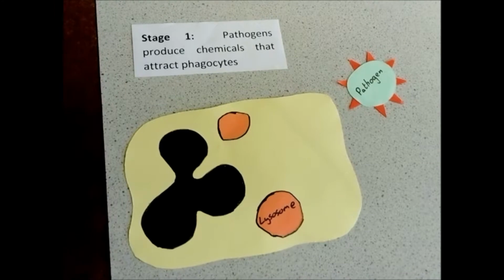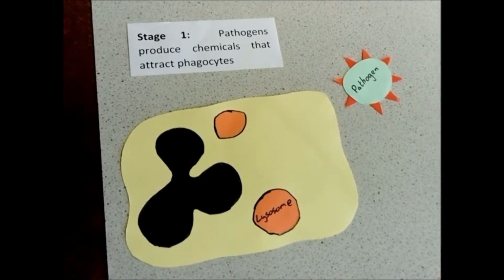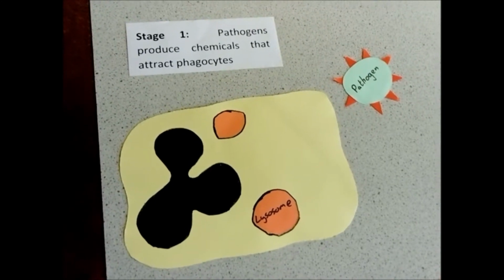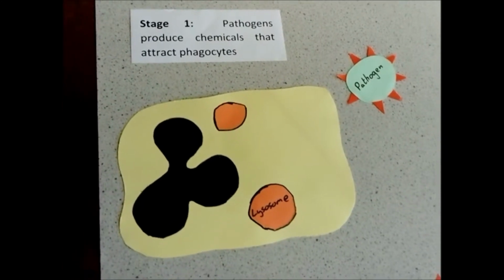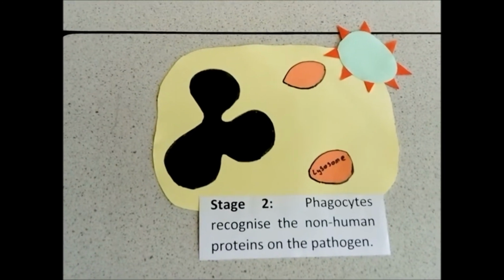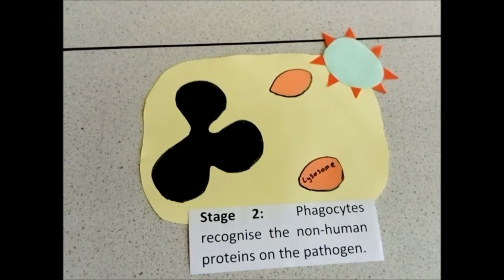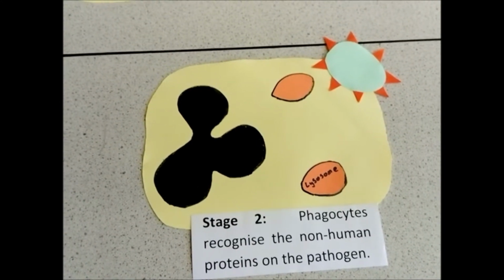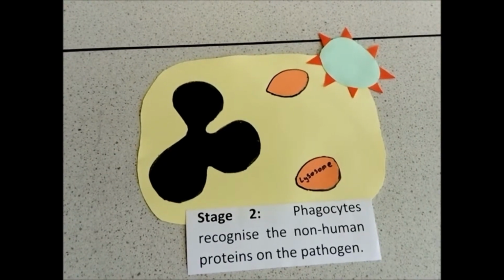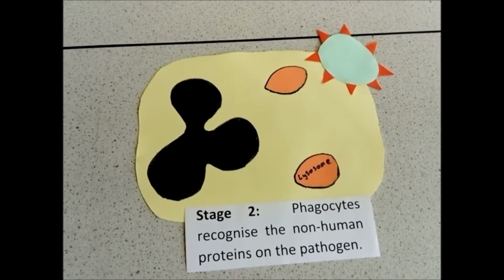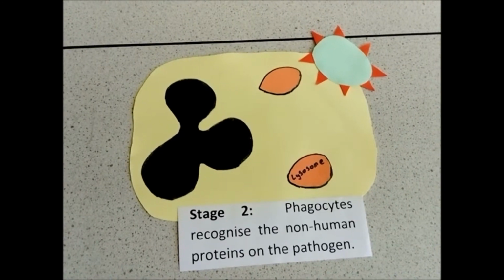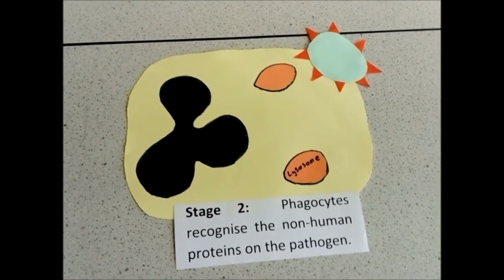So, phagocytosis starts with a phagocyte being attracted to a pathogen. The pathogen produces small chemicals which attract the phagocytes to it. The second stage is that the pathogen is taken into the phagocyte by endocytosis. The phagocyte recognises the pathogen because it has non-human antigens on its cell surface.